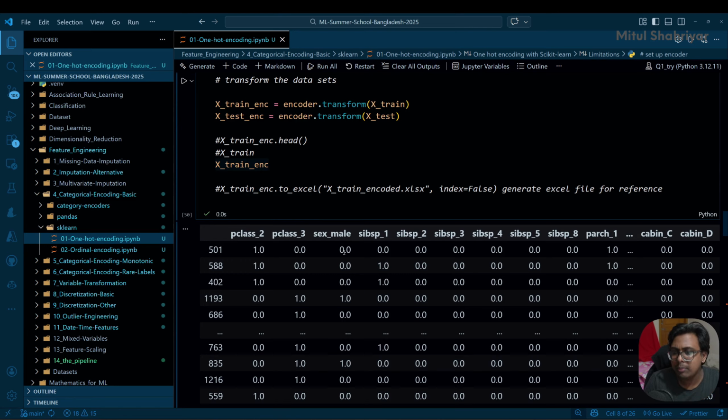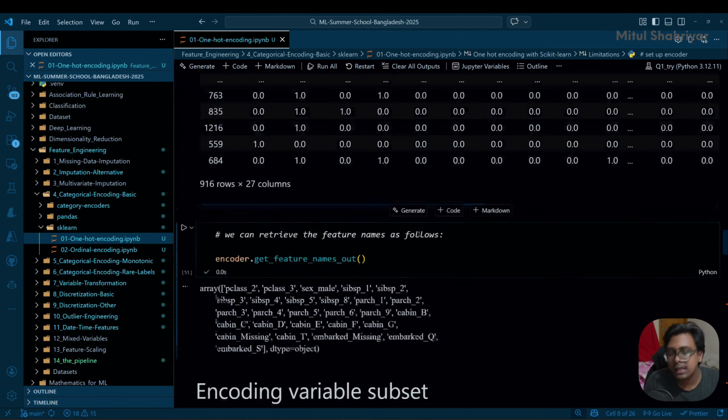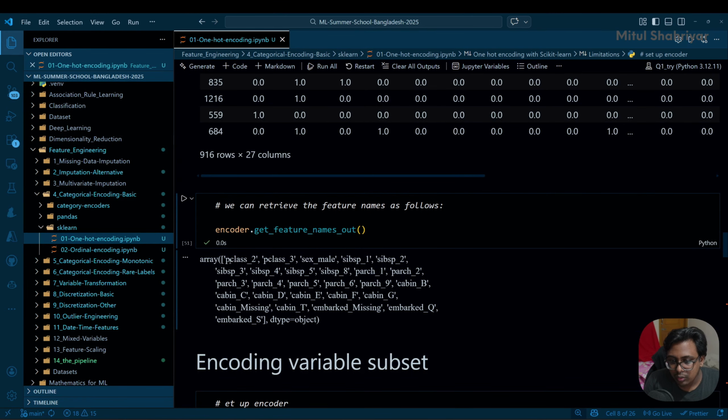Rather than having 2 columns, we have 1 column that is working, and that is good to go. Why should we have many more columns and make it computationally tough, right? We should not. That's why this is K minus 1. So you can see now we have P class 2, P class 3, sex male, CBSP 1, 2, 3, 4, 5, and 8. That means the others, if we use the K.